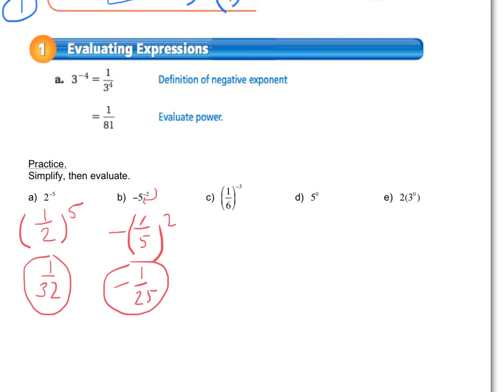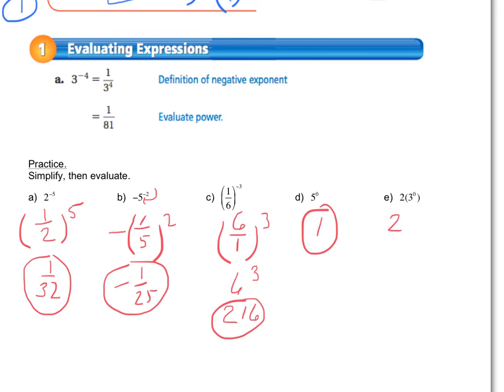1/25. On the next one, I have 1/6 to the negative third power. Again, the base flips over, becomes a positive exponent, and then 6 times 6 times 6 is 6 cubed, or 216. 5 to the 0 power, automatically 1. Do not make the mistake of thinking the answer is 0. And I go to the second one, I have 2 times 3 to the 0 power. 3 to the 0 power is 1. 2 times 1 is 2.